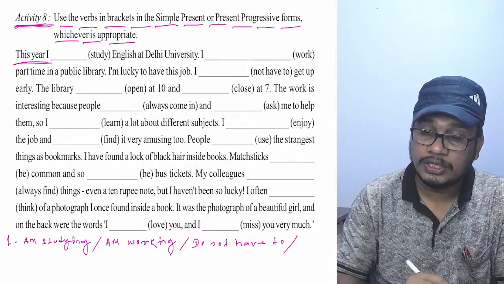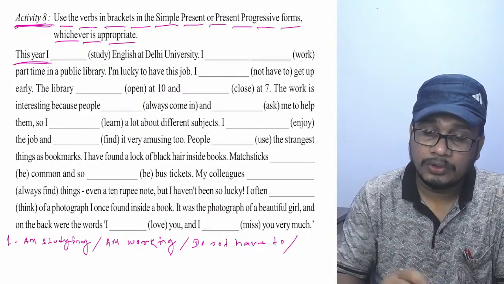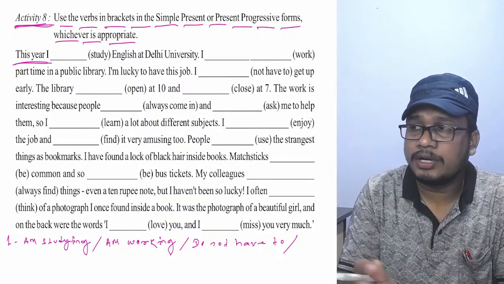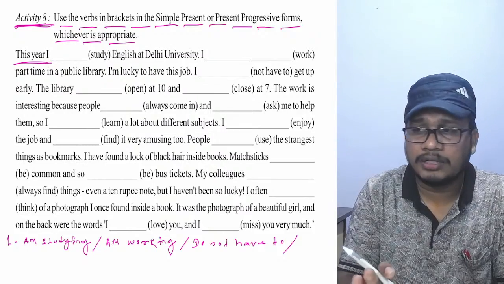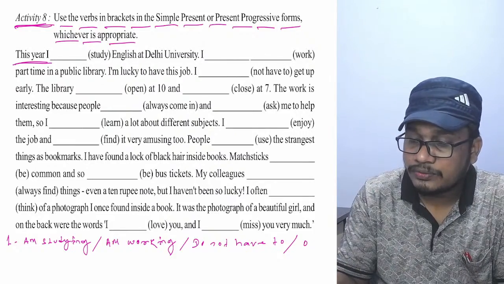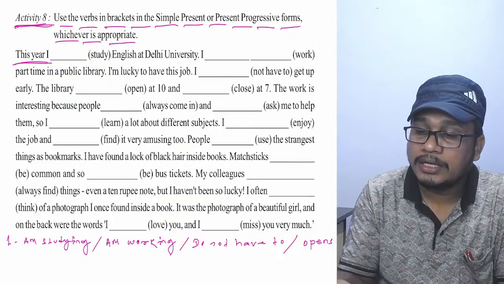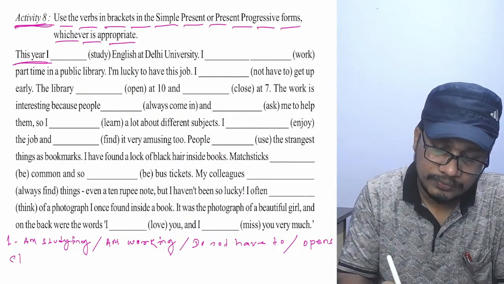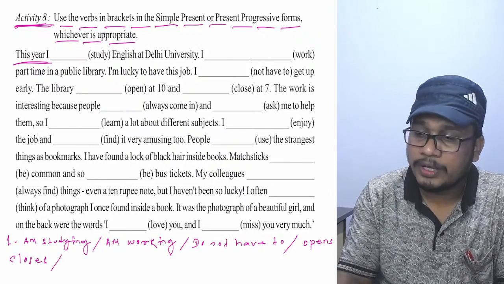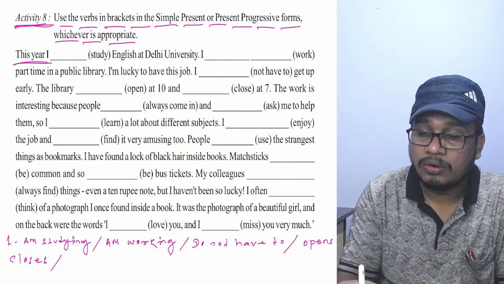This is the third gap. Then the fourth is the library. The library opens at 10 and closes at 7. The work is interesting because people always come in.